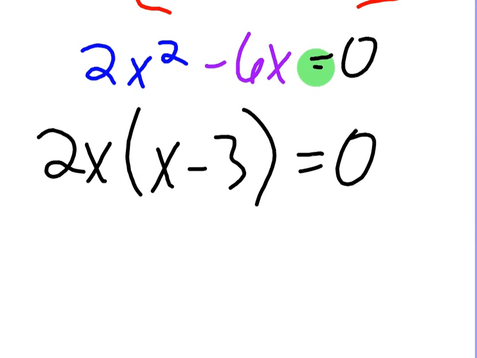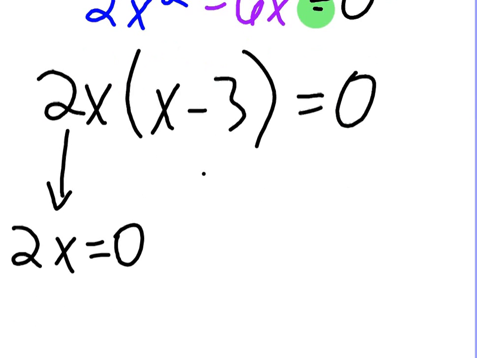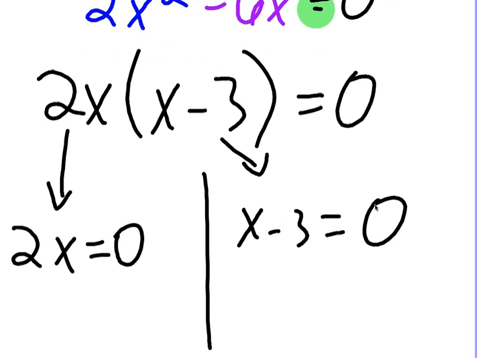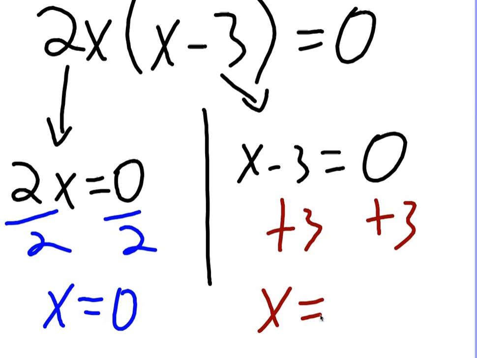Set each factor equal to 0. So this factor, like I said, it's always going to turn to 0. You'll see why in a second. And then set the other factor equal to 0. So even if on the left you divide by 2, you still see x equals 0, right? On the right, you'll add 3. And then how do you write them next to each other? Like, can you just... x equals 3.